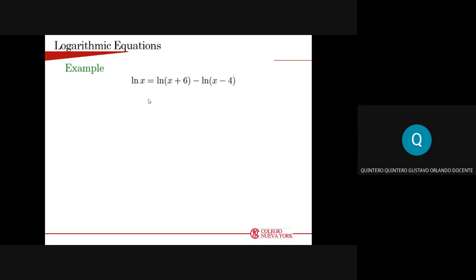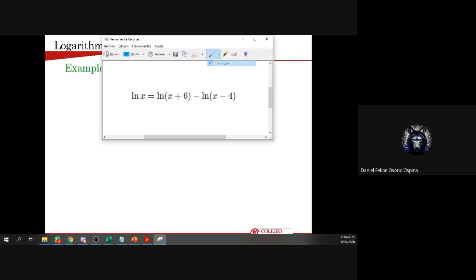What can we do then? Any ideas, guys? Write it in the chat, please. Teacher, why can't we cancel both here? They're canceling, both natural logarithm. So yeah, logarithm of e.